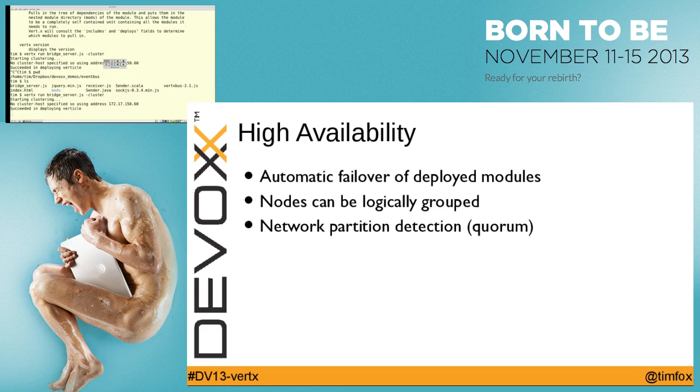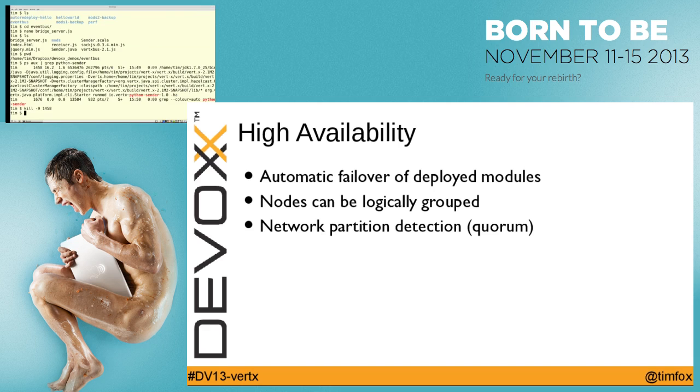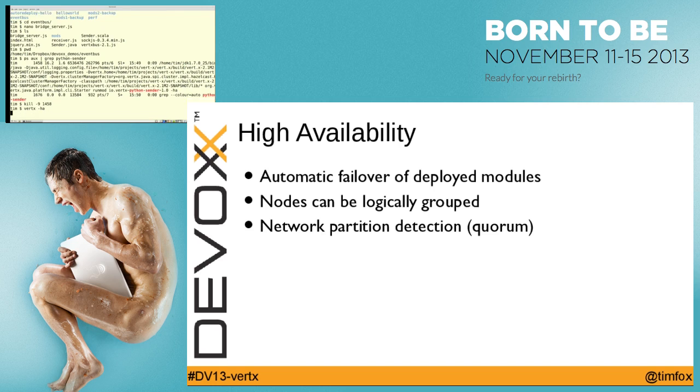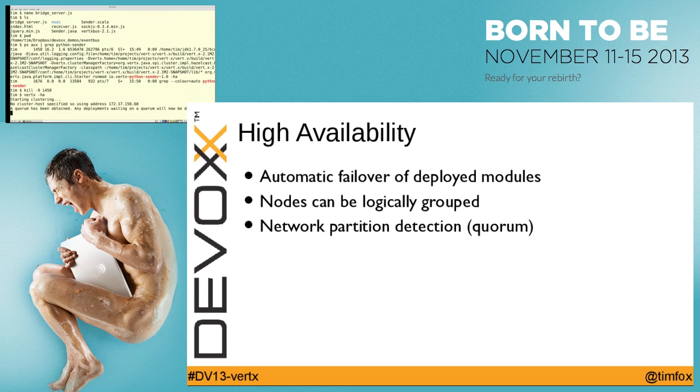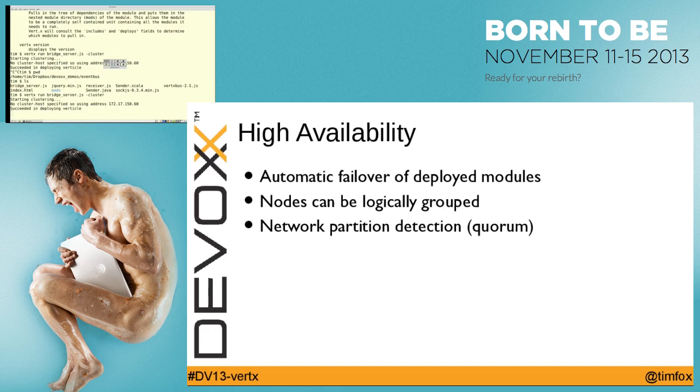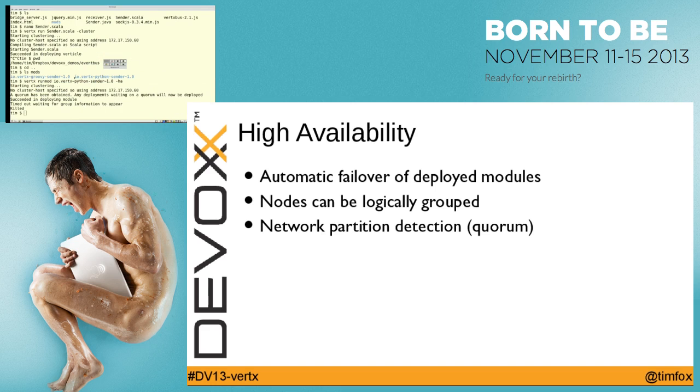Now let's do something even cooler. Let's start up an empty Vert.x node with nothing running in it. You can do that just by Vert.x minus HA, and you're not actually running anything initially. Okay, so now we've got two Vert.x processes running, one with nothing in it and one with two verticles running in it. So let's kill the one with two running in it.